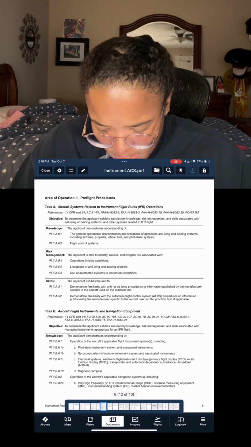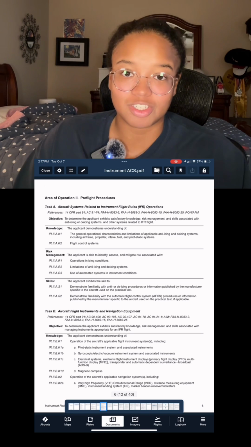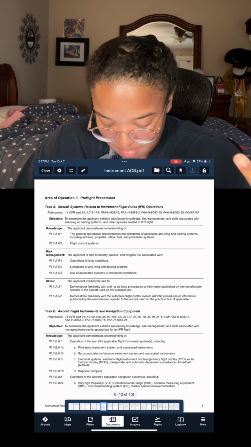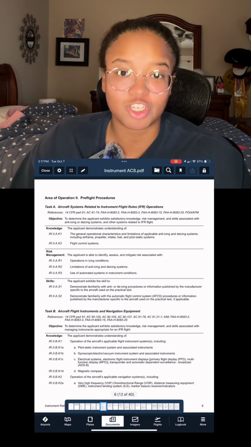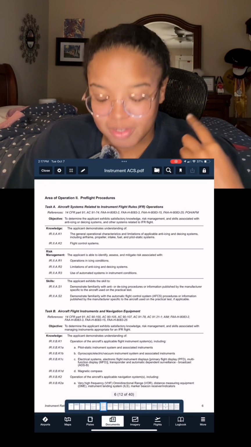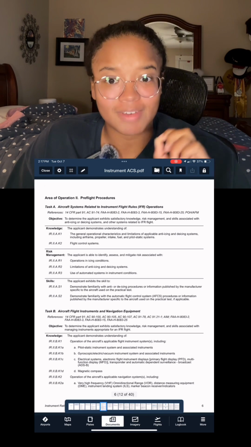All right, so we've talked about operations in icing conditions, the limitations that icing can have, anti-icing systems, and automated systems. So that is pretty much it for this task. Like I said, it's going to be pretty quick, and this is the shortest one. So I will be posting the next one today, and we will be covering aircraft flight instruments and navigation equipment. This is going to be a huge one, so stay tuned for that.